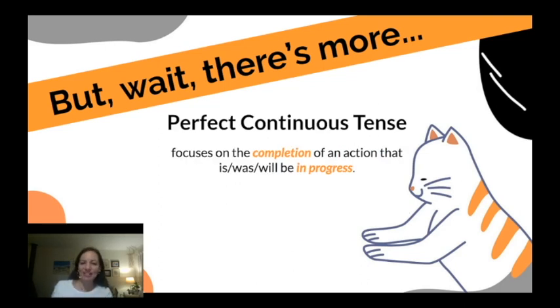Perfect continuous tense can be a little bit tricky, but this focuses on the completion of an action that is, was, and will be in progress. So what does this mean? Well, for this tense, we need to make use of both our past participles and our present participles.